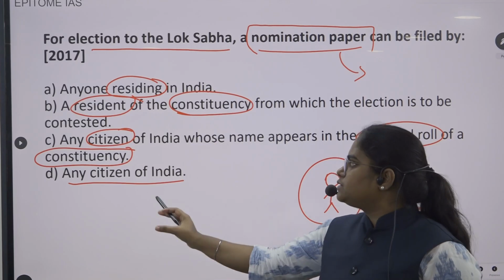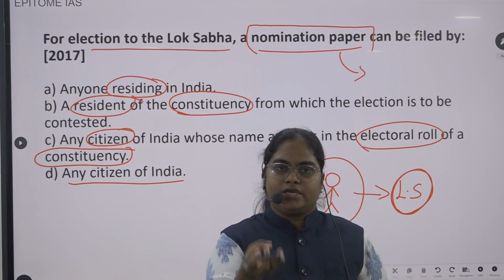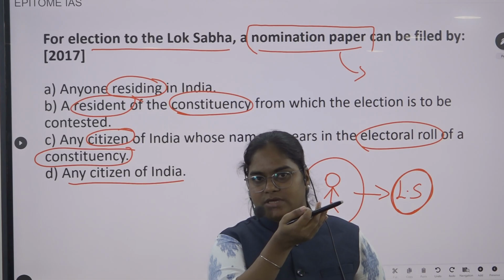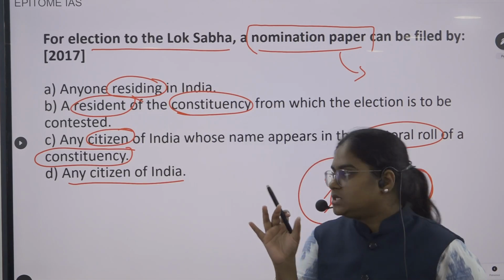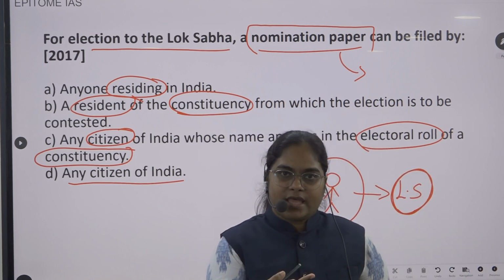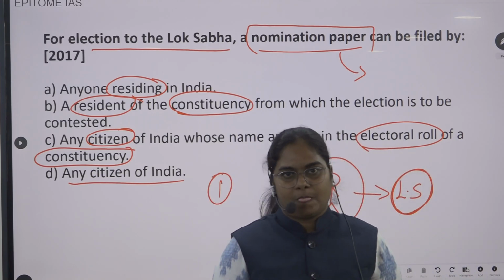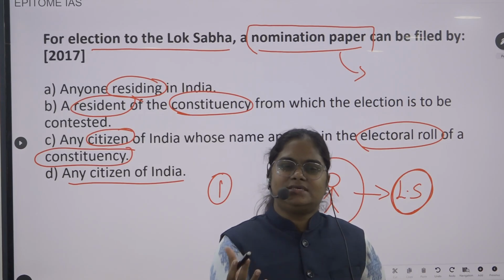So in this question, there are many eligibility criteria. Obviously, he should be a citizen of India. He should be 25 years old. There are some eligibility criteria given by the Constitution of India. In this question, they are majorly talking about two things. One is citizenship. Either citizenship is necessary or residency is necessary.